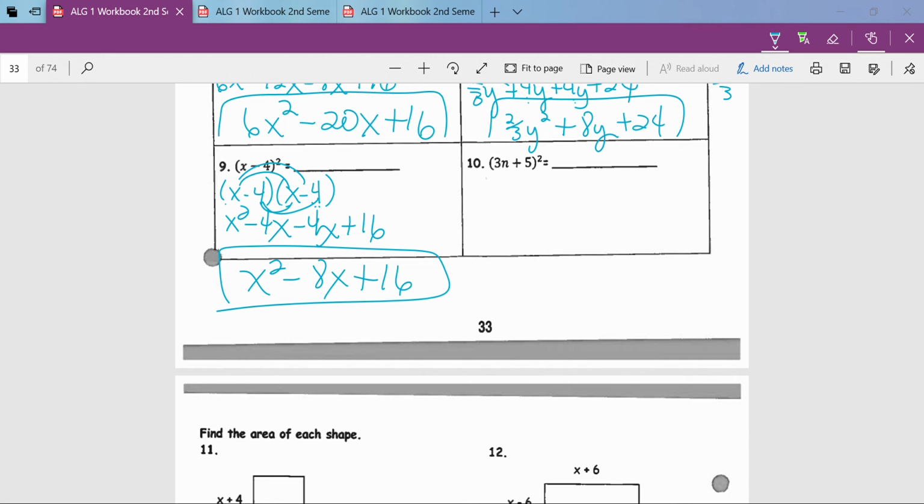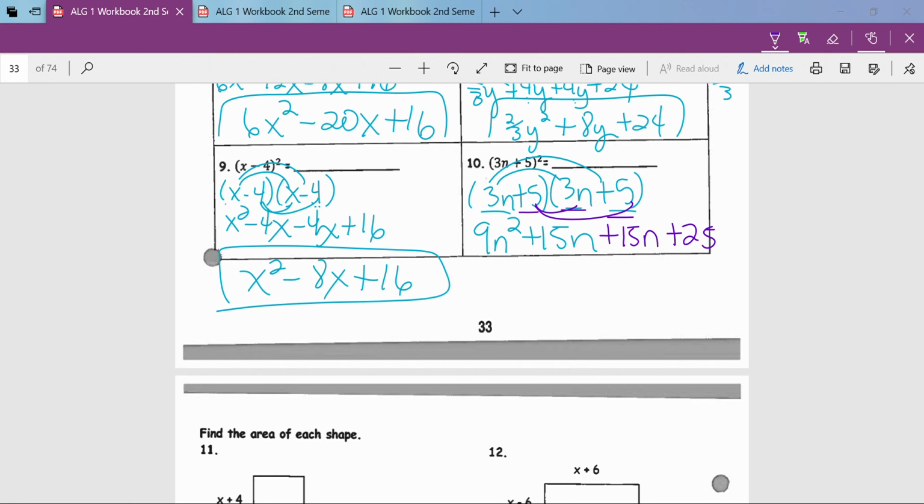Almost done. We have 3n plus 5 times itself twice. So I have to do the first number times both terms on the second set of parentheses. So that will give me 9n squared and 15n. Then we do the second number in the parentheses times both terms on the second parentheses, and that'll be 15n, and 5 times 5 is 25, right?